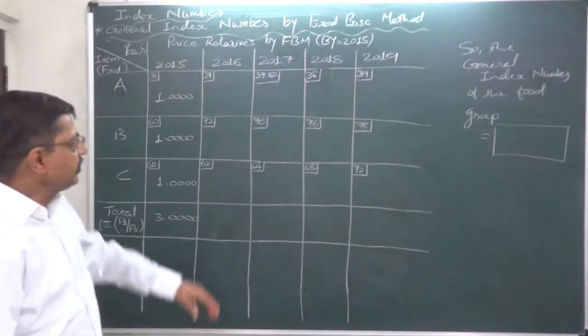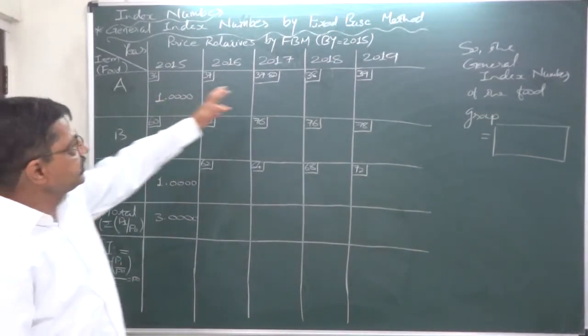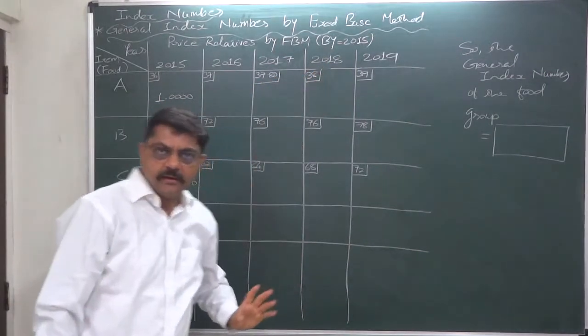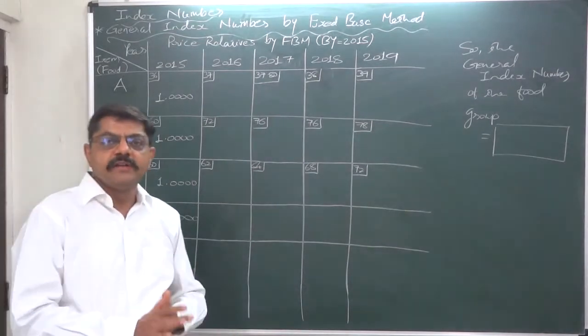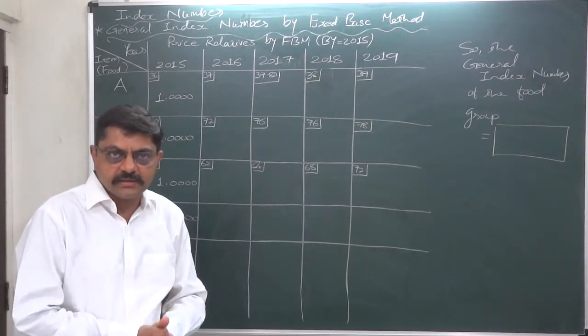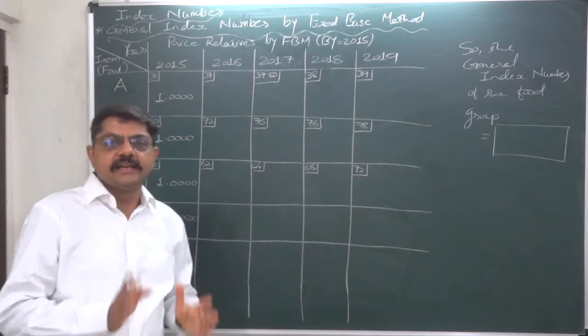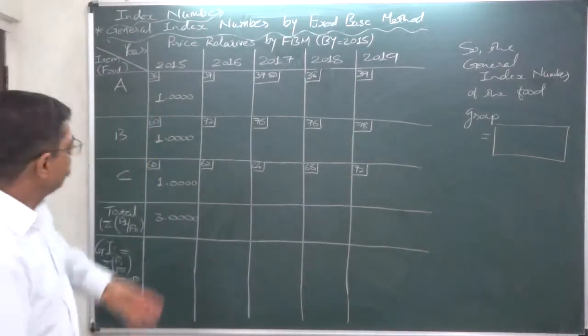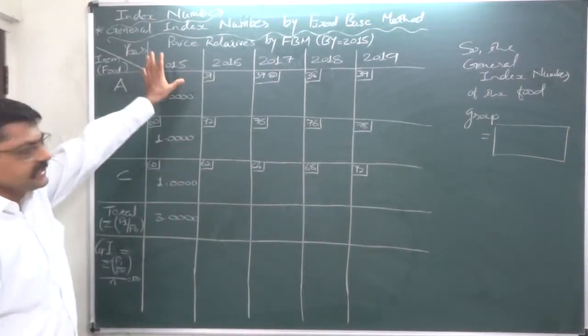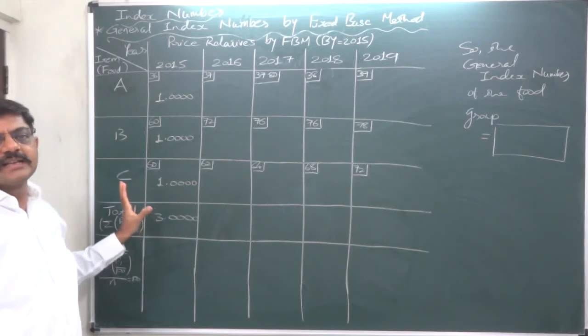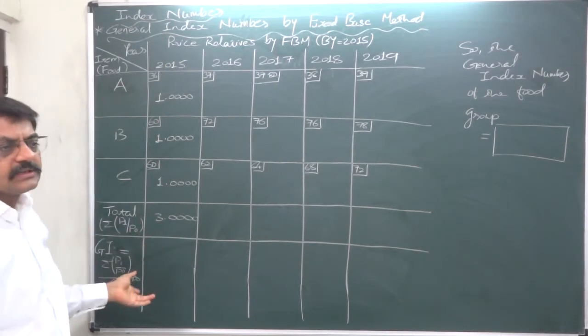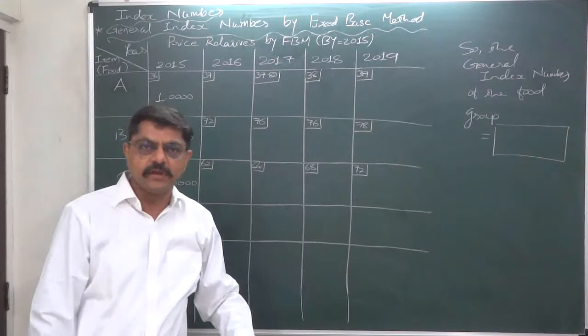And in the question it is given that take base year of 2015. Otherwise, if it is not given which year is to be taken as base year and it is just stated that use fixed base number, then the oldest year is taken as base year. But here it is not any matter of confusion.